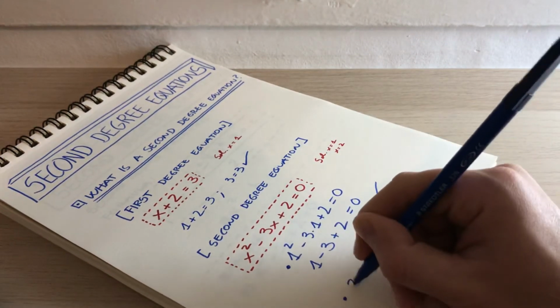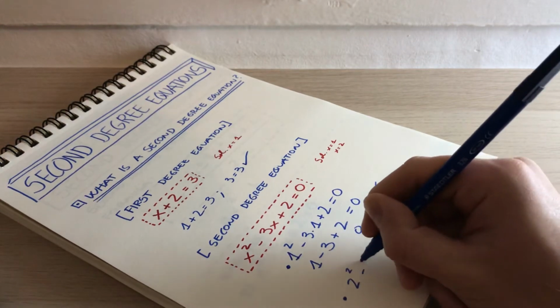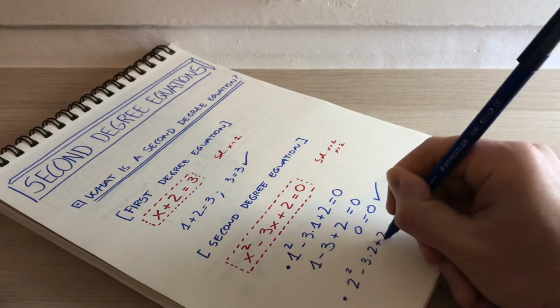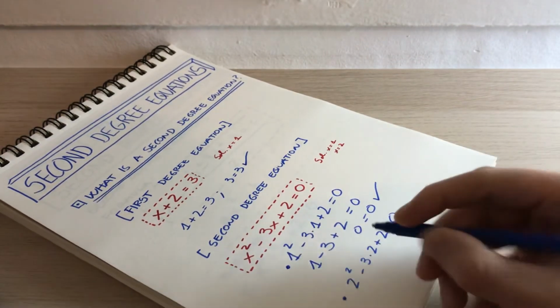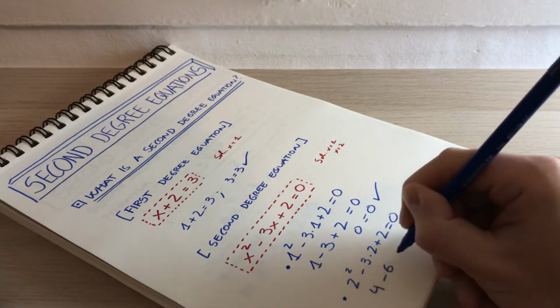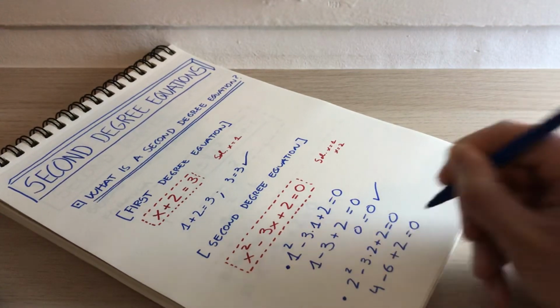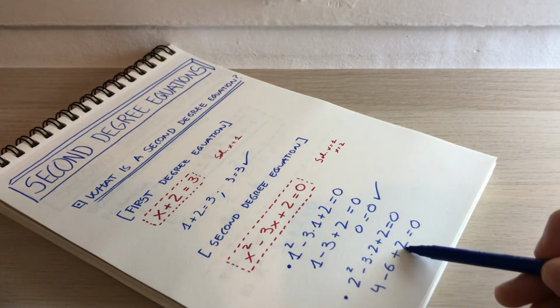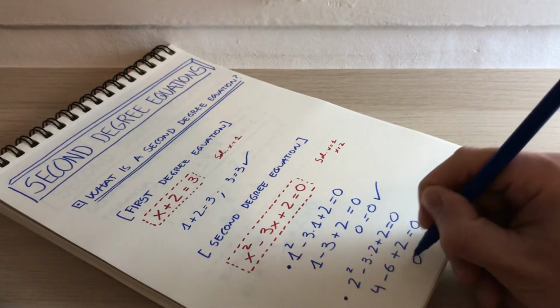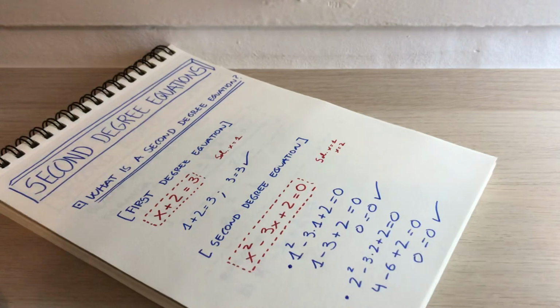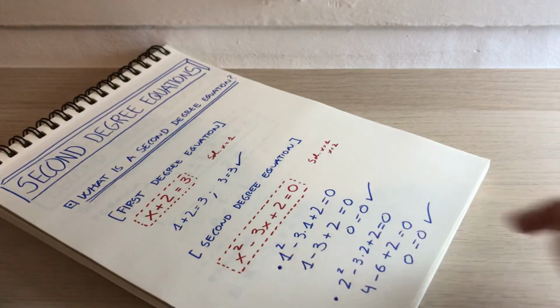So we are going to copy this: 2 to the power 2 minus 3 times 2. So this is 4 minus 6 plus 2 equals 0. And this 4 plus 2 is 6 minus 6, 0 is equal to 0. Okay, so this one is correct as well.